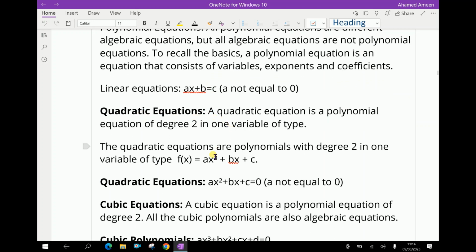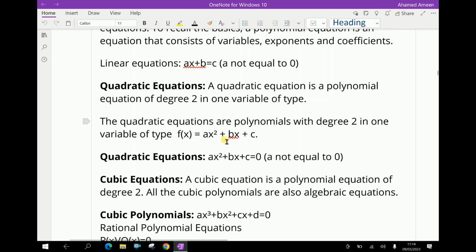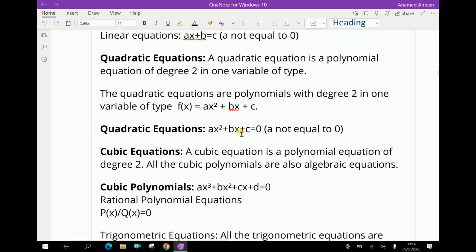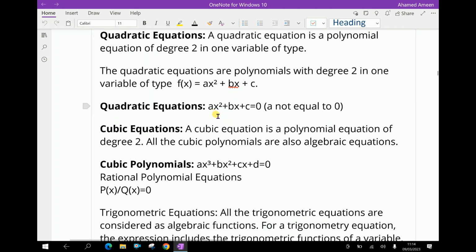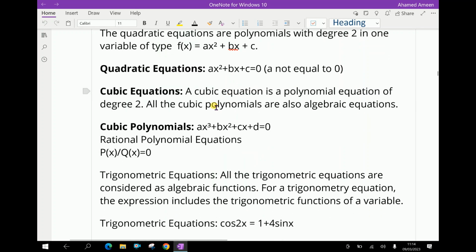Next is a quadratic equation. This basic function is f of x equal to ax square plus bx plus c, which is equal to 0. It's called a quadratic equation. Then we can use the quadratic formula and factorizing. We can solve this. Quadratic equation symbol is ax square plus bx plus c equal to 0, where a should not be 0 here. a, b, c are constants, x is the variable here. Cubic equations also can be solved with proper steps.